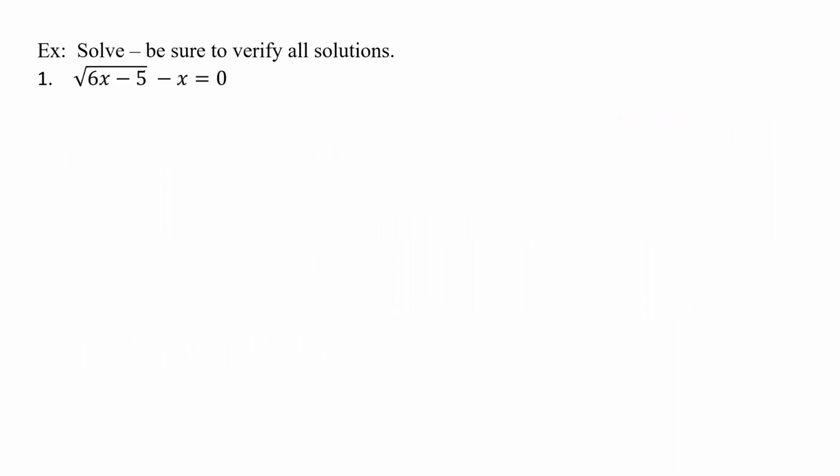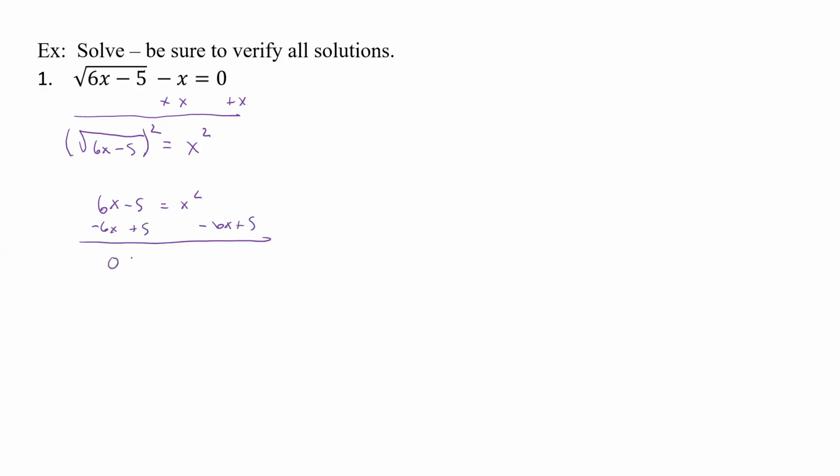All right, so let's start. And again, it says solve, but also to be sure to verify all solutions. And our first step was to get the radical by itself. So that means we have to add x to both sides. All right, so when we do that, we get the square root of 6x minus 5 equals x. Now we square both sides because we have a square root. Well, when we square a square root, we get 6x minus 5, and that's equal to x squared. Now we have only values with x's and numbers. So that means it looks like we can get this to be a trinomial by subtracting 6x and adding 5.